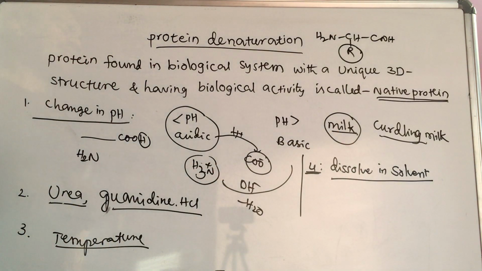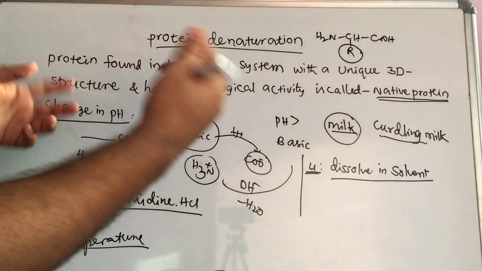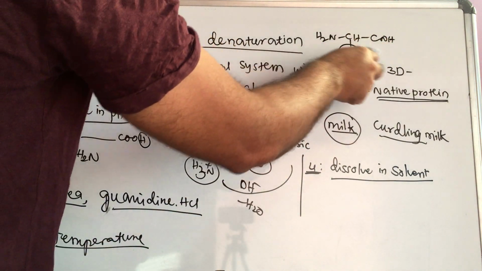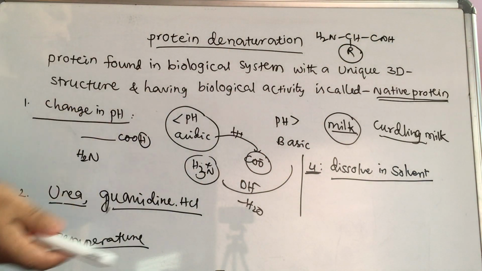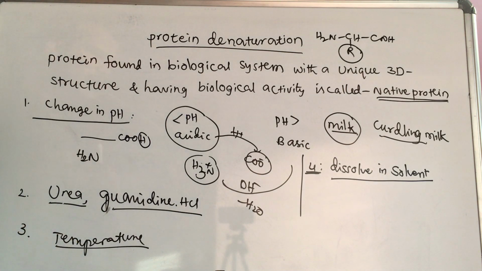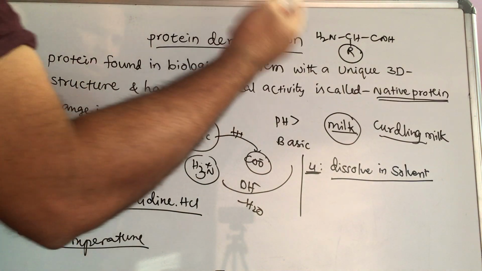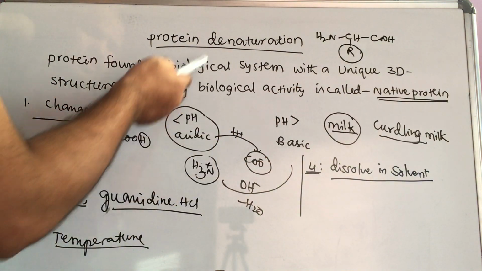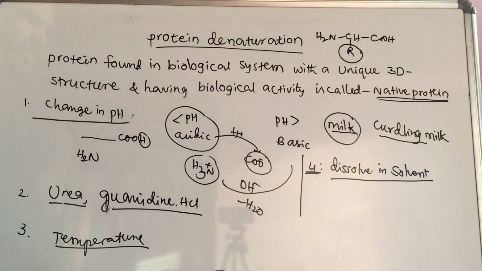Otherwise, if you dissolve in a polar solvent, the polar group may be bonded with the polar solvent through hydrogen bonds. Due to this bond, automatically their activity will be changed. So this is also called denatured protein. Now the question may be: is denaturation of protein a reversible or an irreversible process?